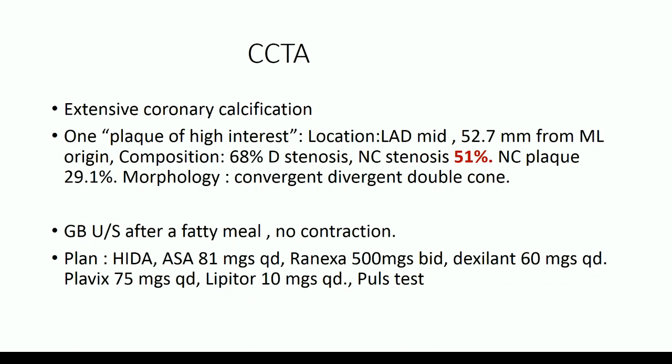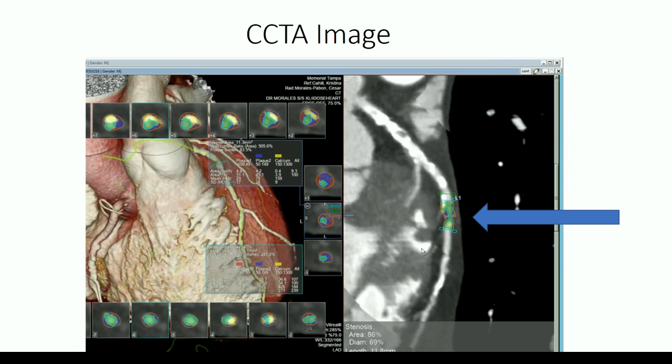We started him on aspirin. We started him on Ranexa, which is a late sodium channel blocker, 500 milligrams BID. We started him on Dexilant because of his symptoms that it may be related to GERD. He's been taking Tums and had some relief of some of the symptoms. Starting on Plavix and Lipitor. We did a pulse test, which is a test for markers of thrombosis, markers that sort of predict thrombosis in a vessel. And this is our image that we were showing you.